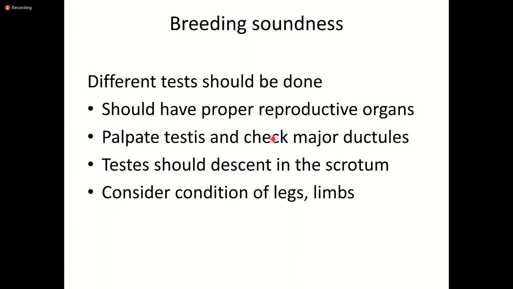So what are the things that we usually consider, right? So the first one is we should check their reproductive organs, whether they have a proper optimum size of reproductive organs, right? So we can check their testes, we can just touch, and we call it palpation, just squish it and see whether they are in proper shape, proper size, and whether they are having major ductules, right?